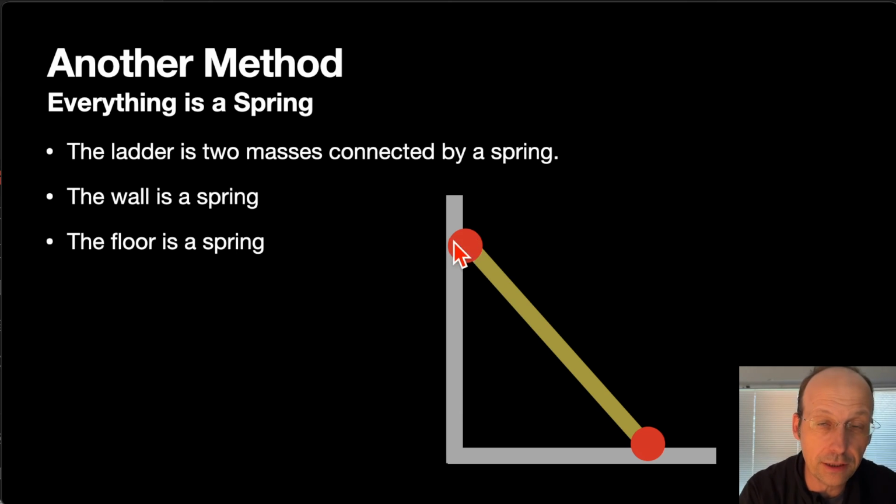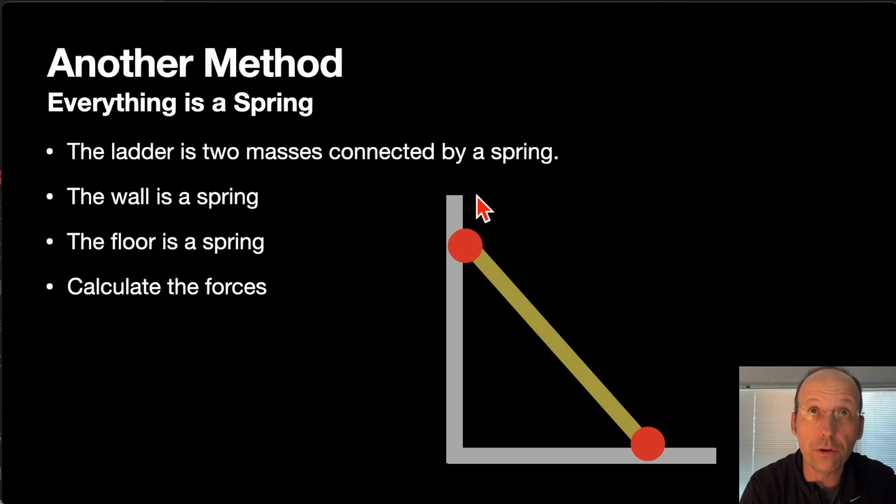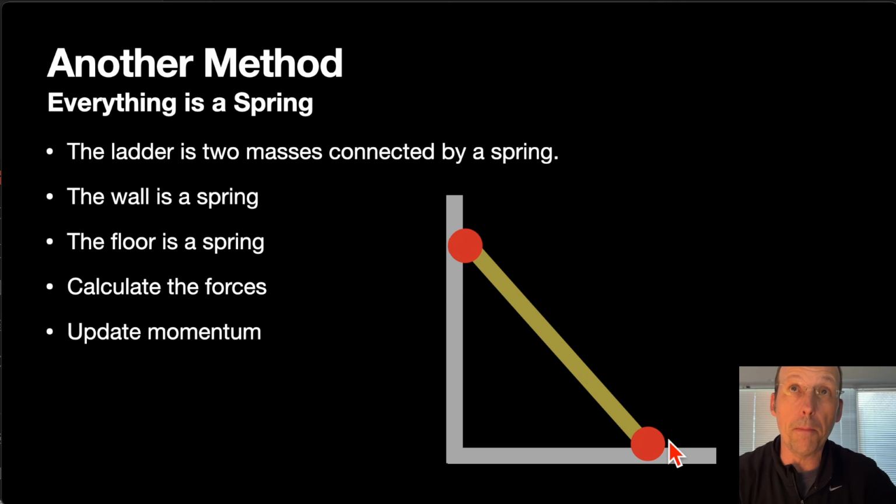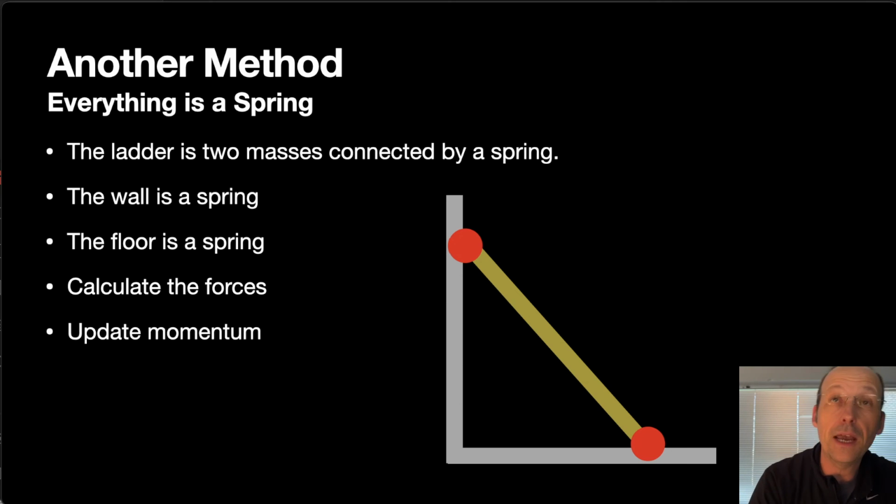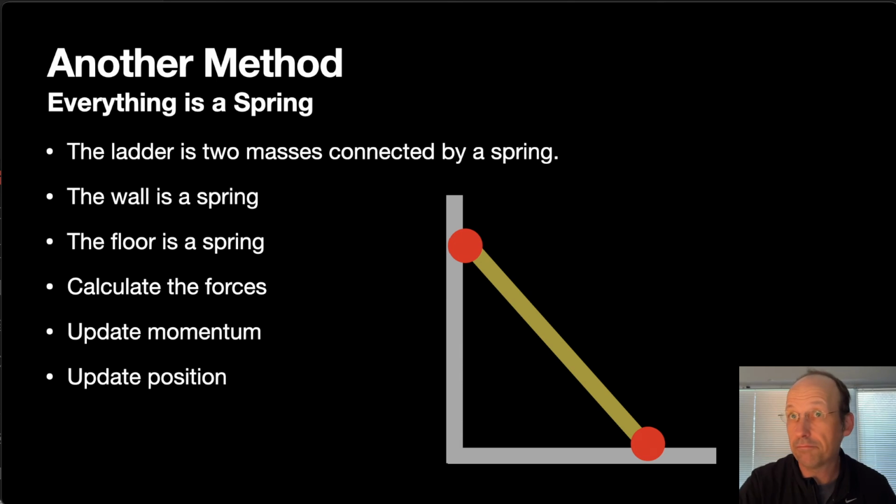So I can calculate the net force on this: gravity, plus the interaction with the wall, plus the interaction with this, and the same thing for this one down here. Once I do that, I calculate the net force on that, the net force on that, and then I can use that to update the momentum using the momentum principle, and then I can update the position. Should work, right? Okay, so it's a little bit longer program, but it's fun.